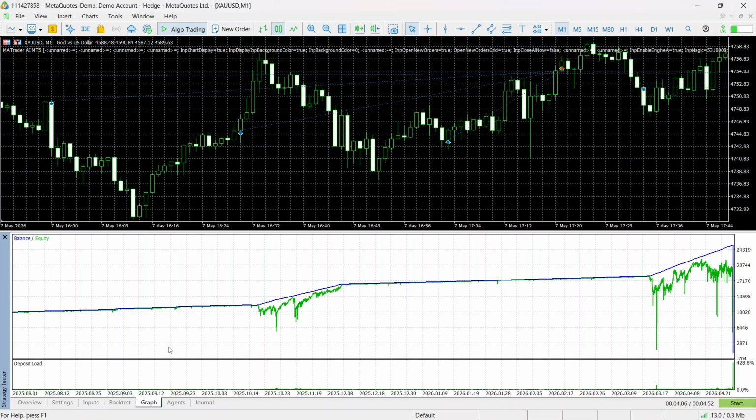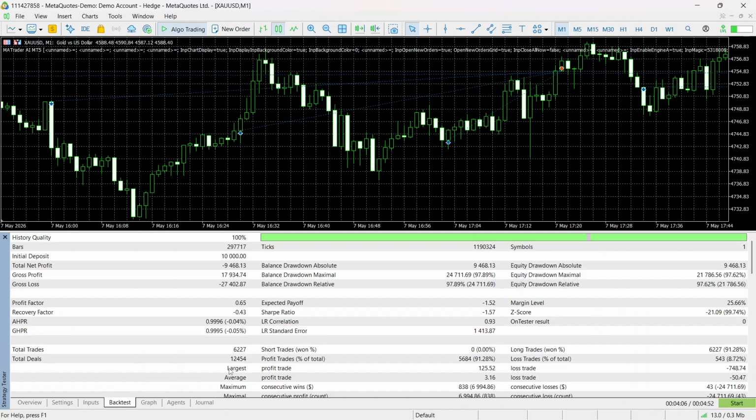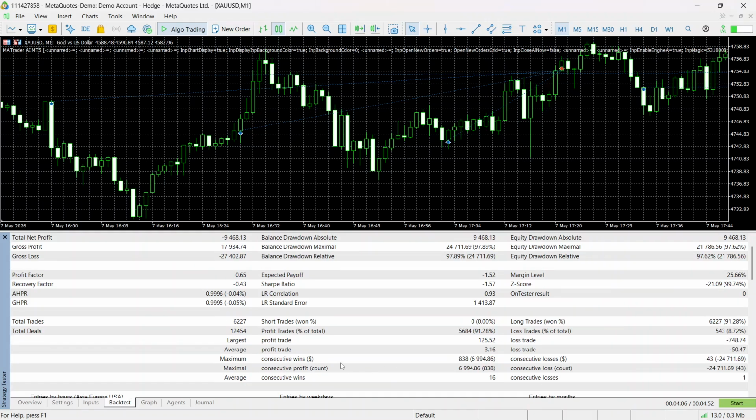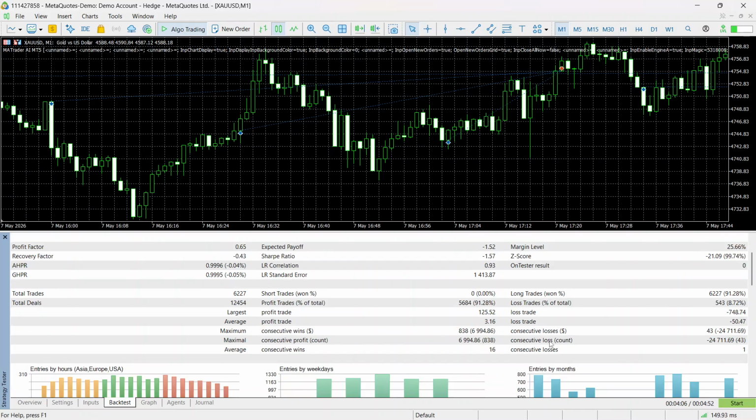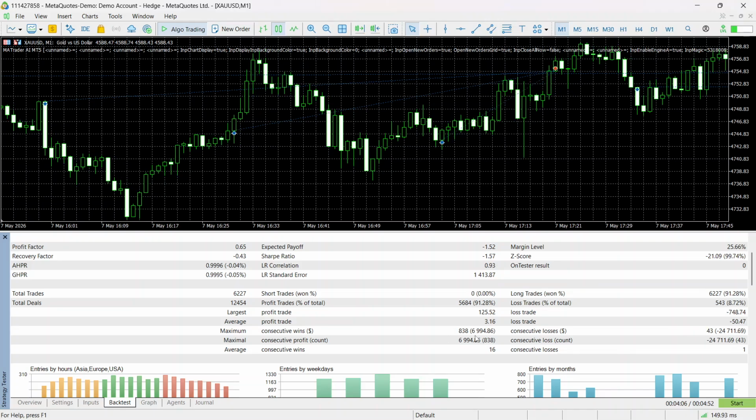And we notice our consecutive wins stretched into the hundreds, but consecutive losses reached over 40 trades. You can see here, and wiped more than $24,000 in that stretch. You can see our consecutive profits 838 with $6,994 or $95, way below the consecutive loss of $24,700.